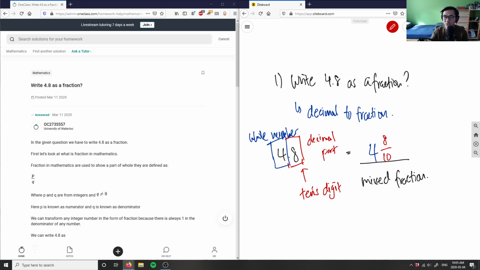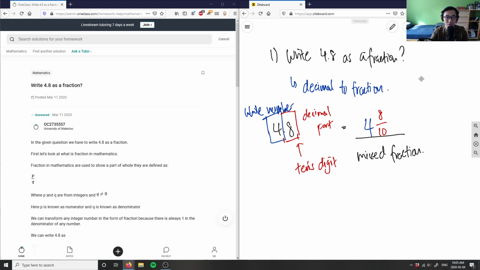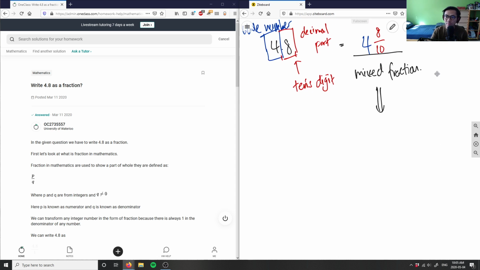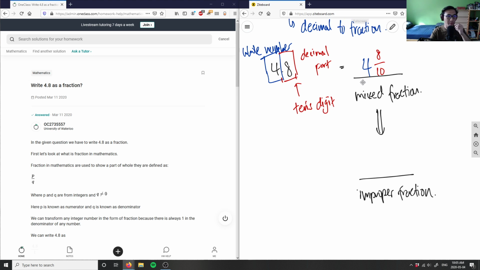And now we can convert this mixed fraction to an improper fraction. In order to do that, I would take my mixed fraction, take my whole part, multiply it by the denominator and add it to the numerator. So what I'm going to do here is take my 4 and multiply it by 10.